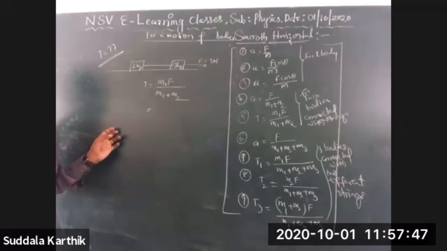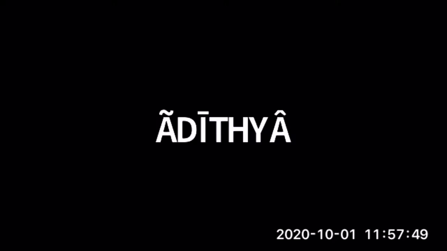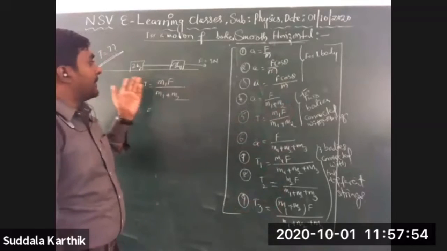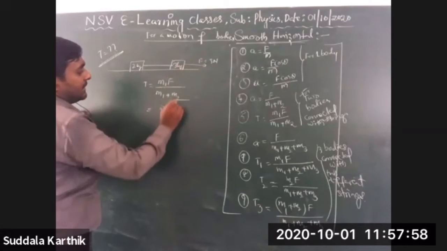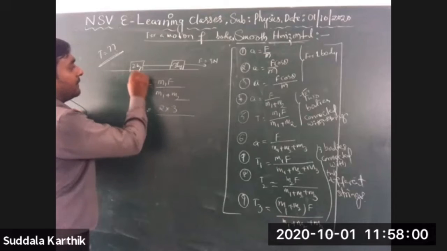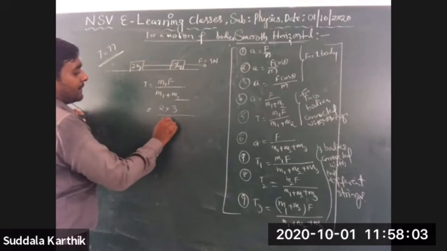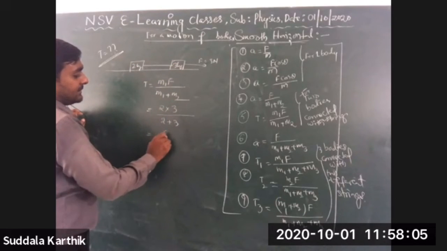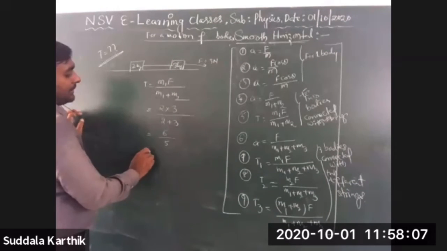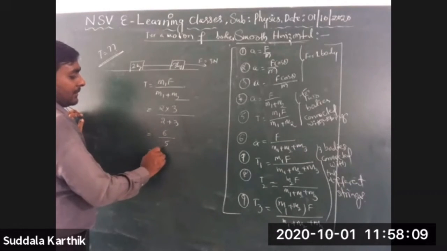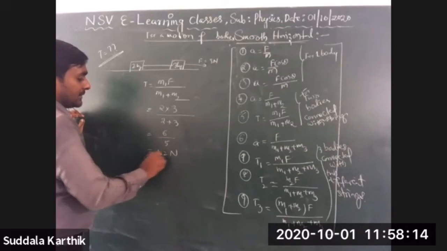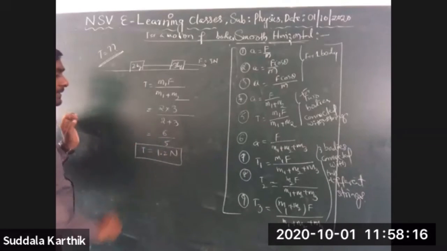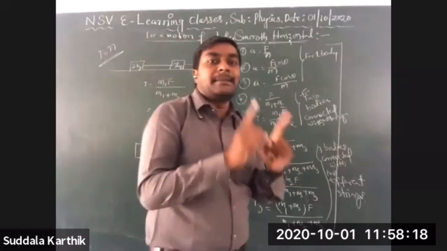Just a direct question. If you know these formulas and concepts very well, you can do the problem easily. m1 is 2 kg, F is 3 newtons, so T = 2 times 3 by (2+3) = 6/5 = 1.2 newtons of tension developed in the string connecting the two bodies.